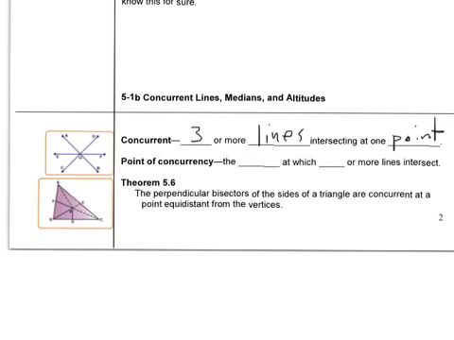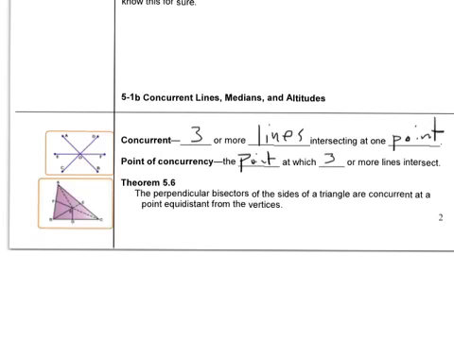Okay, so over here we have an example of concurrent. Three lines intersecting all at this point, O. And the point of concurrency is simply the point at which three or more lines intersect. That's it. So concurrent means for three or more lines to intersect, and the point of concurrency is just where this happens. Alright. A couple theorems.